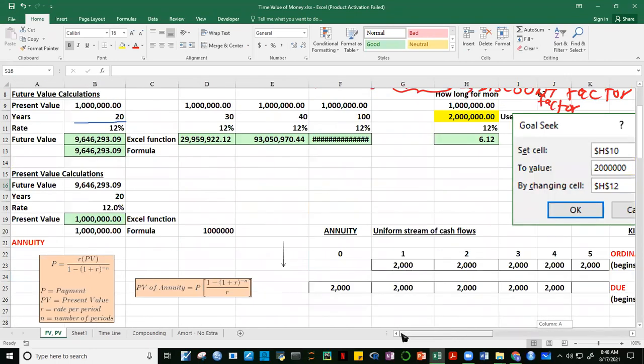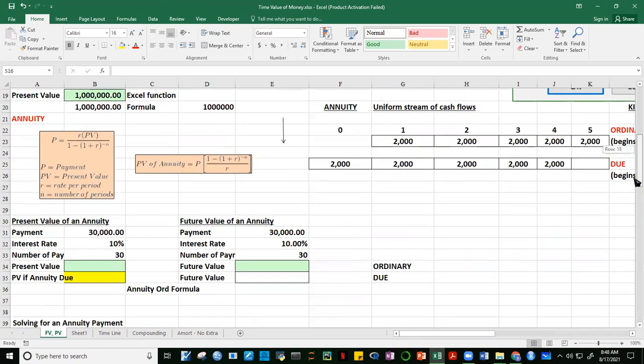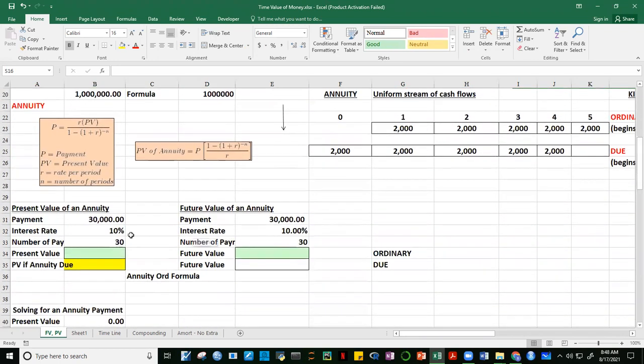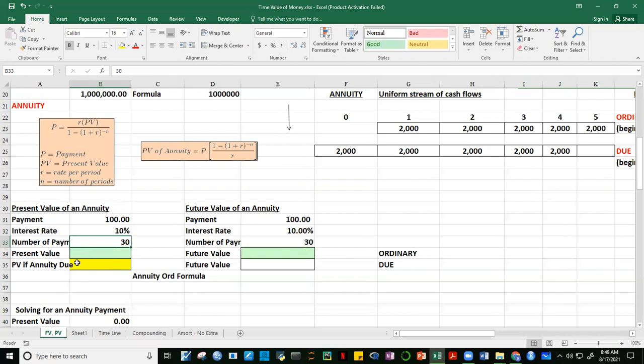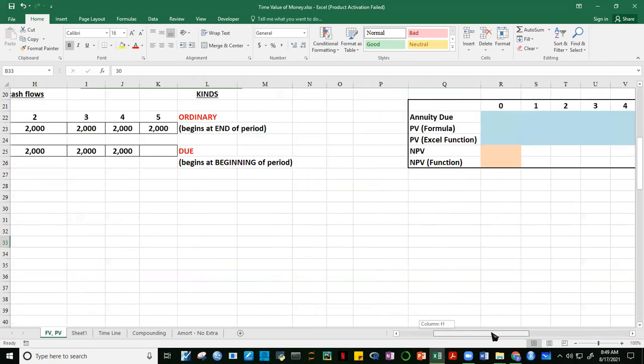So let's have ito din, anong gagamitin natin na rate? Okay, gawin na lang natin to guys, para pareho dun sa example natin, 100. Let's make this 100 na lang para mas simple. Example, 10% interest rate, 30 years. So, ang pinapahanap sa atin, what's the present value? Okay, if it's annuity ordinary.